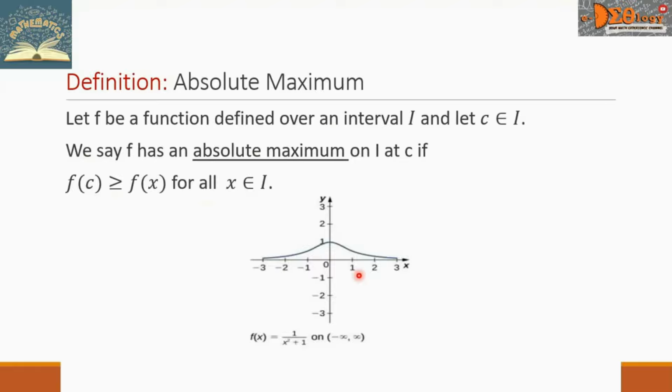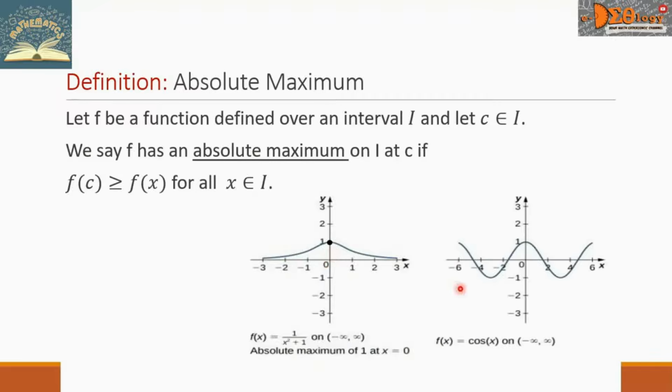Here we have a graph. The function is f of x equals 1 over x squared plus 1 on the interval negative infinity to positive infinity. We say that there is an absolute maximum of 1 at x equals 0. This is the point corresponding to the absolute maximum. This is the highest point of the graph.